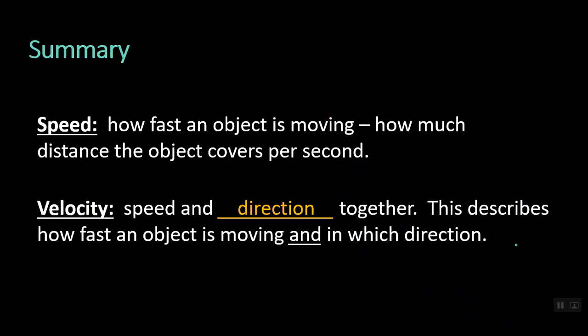So, in summary, two really important terms that are going to get us started with this unit of kinematics. Speed, which describes how fast an object is moving, and velocity, which is this vector quantity that describes both speed and direction together.